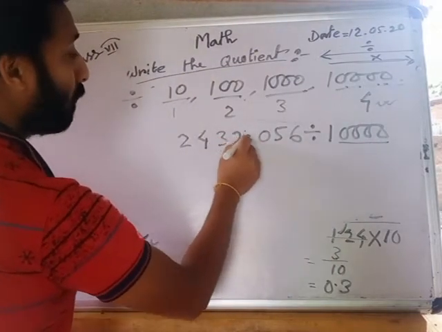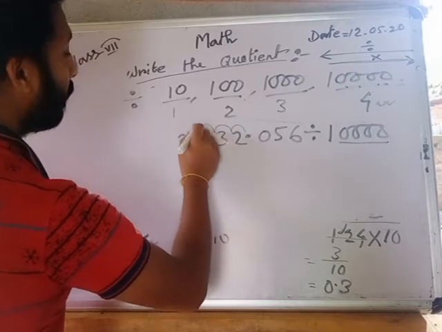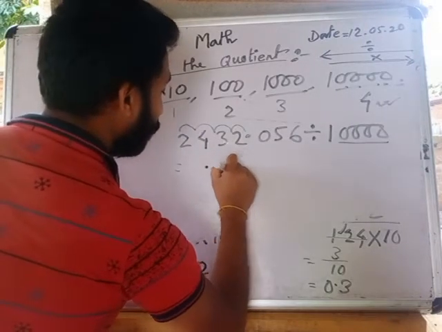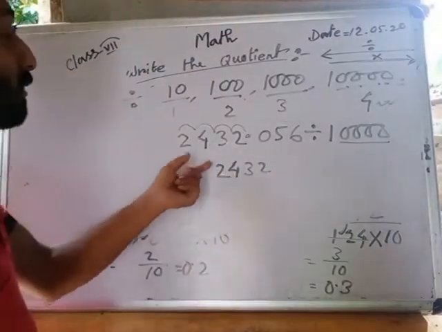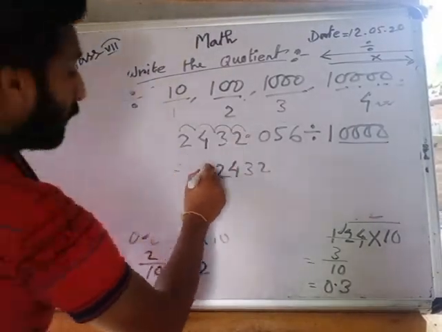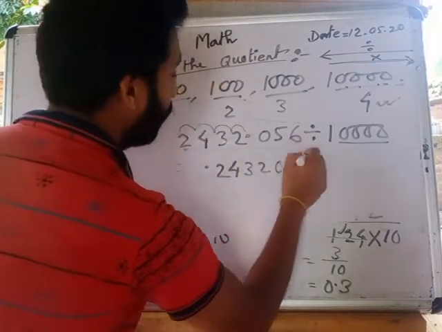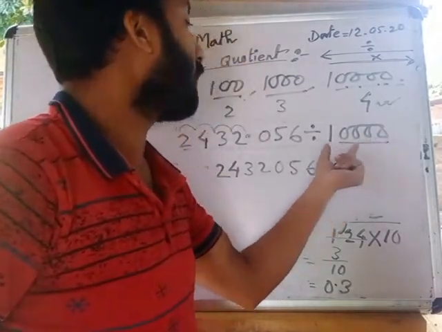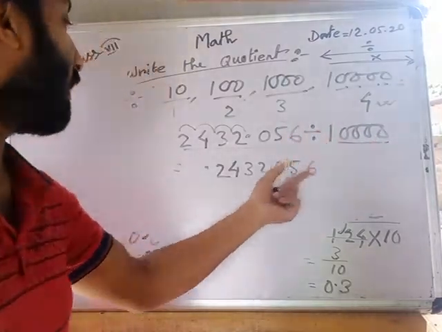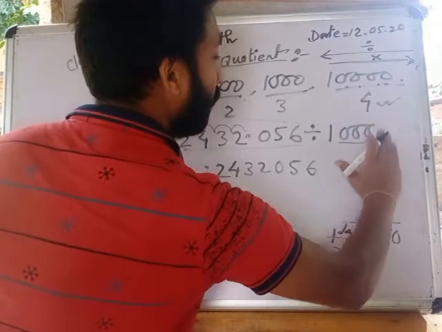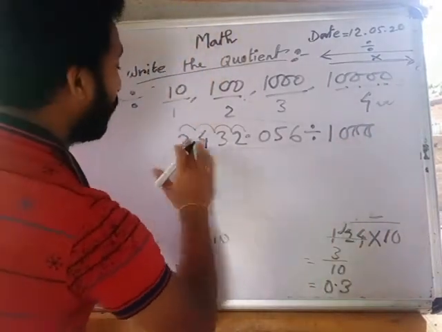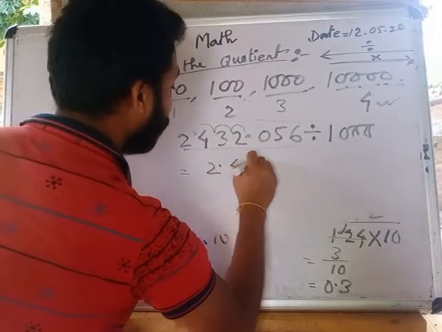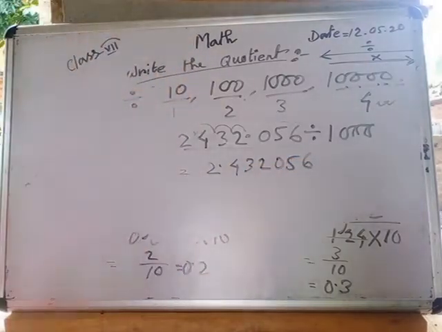So the point goes back 4 digits from here. From here 1 2 3 4. That means the point is at the front: 2 4 3 2. Don't write the point here again, because in a decimal number the point is there only once. 056. All the numbers are the same, but the point goes back 4 digits, because here 4 zeros are there, or 10,000. When we divide by 10,000, the point goes back 4 digits. If it is 1000, that means the point goes back 3 digits. 1, 2 and 3 digits. That means it is 2.432056. Do you understand?